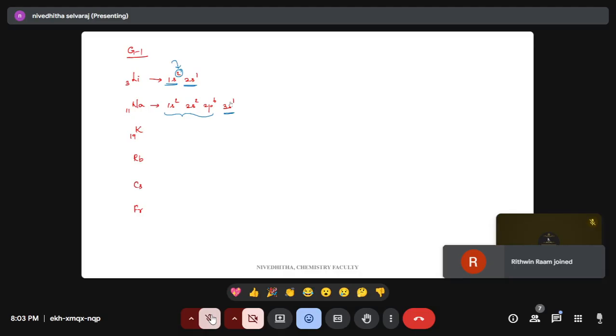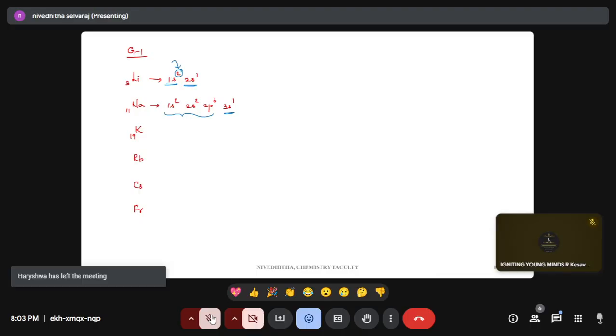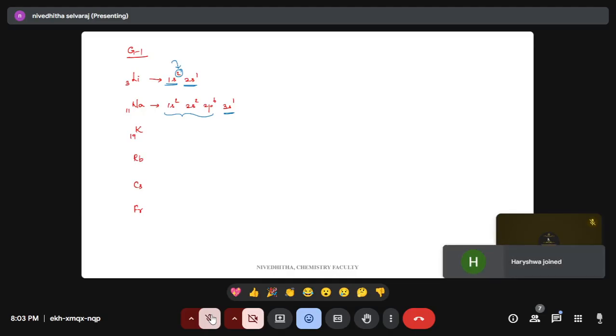10 inner electrons, right? So if you compare the inner electrons of lithium and sodium, sodium has more inner electrons, so shielding will be more in sodium. Now tell me, whether it is lithium's valence electron or sodium's valence electron, which will have the highest effective nuclear charge?